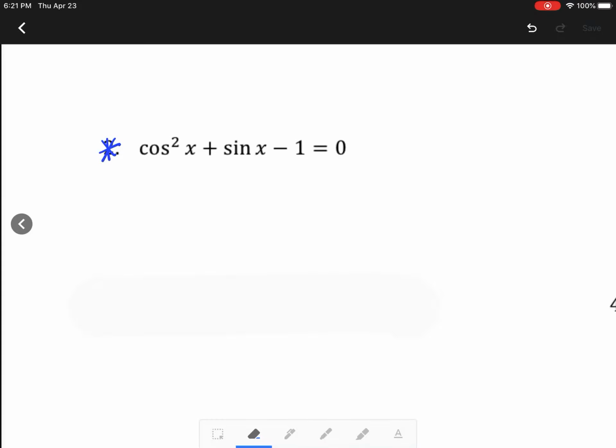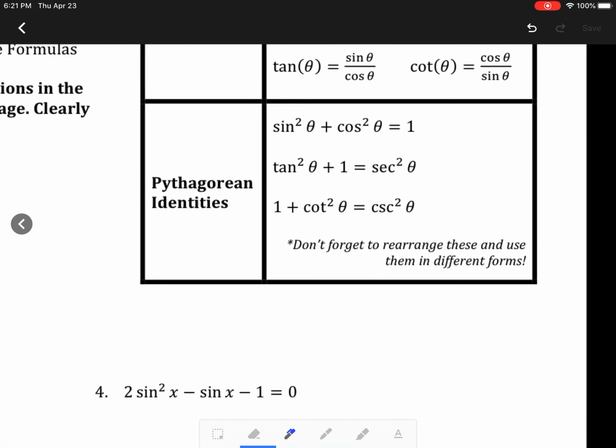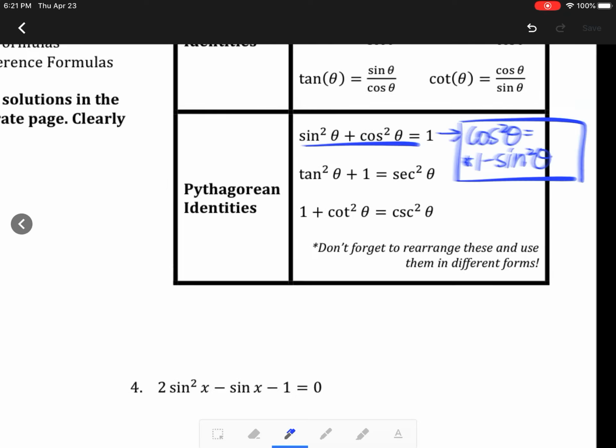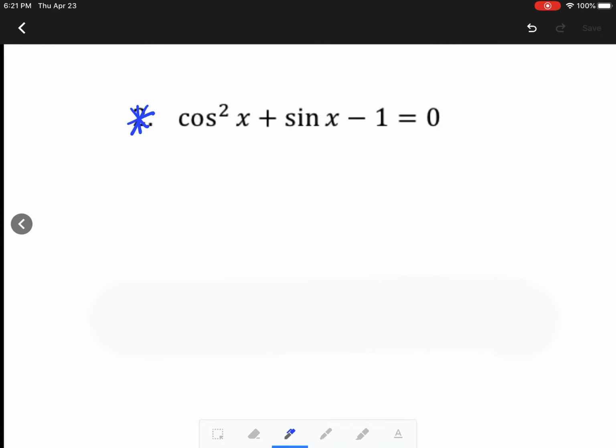So if I look at cosine squared x, it is the same as rewriting this: 1 minus sine squared theta. I can rewrite this as cosine squared theta equals 1 minus sine squared theta, and that's what I want to substitute in. I want to substitute this identity. So let's go ahead and substitute that in. This whole thing becomes 1 minus sine squared x.